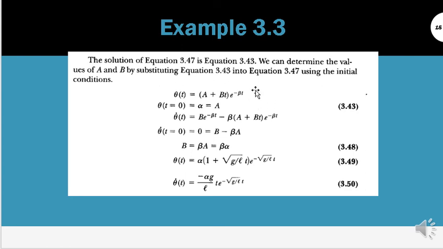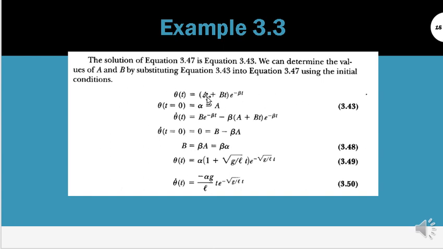In differential calculus, if the solutions are all real numbers, then you will take the function as an exponential. But since the two quantities are equal, this results in two e to the negative beta t. So to distinguish them, we will add another quantity which is time. As you can see here, the resulting theta of t is equal to a plus b t, e to the power of negative beta t. So this is now our general solution.